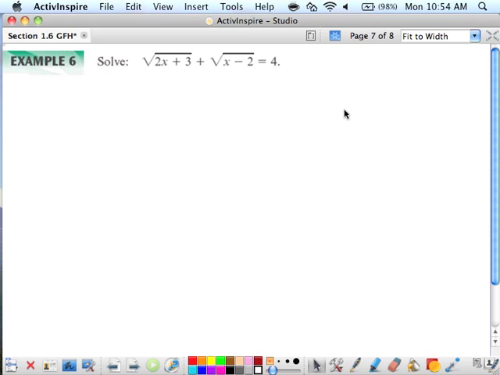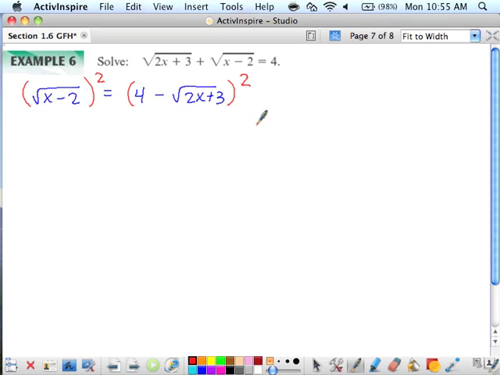2x plus 3. You want to move that one to the other side? Okay. So we're going to move the square root of 2x plus 3 over to the right. And when we do, that leaves us on the left with the square root of x minus 2 equals 4 minus the square root of 2x plus 3. So far, so good? Okay, now I need to raise both sides to which power? 2. To the second power, so I need to square both sides.